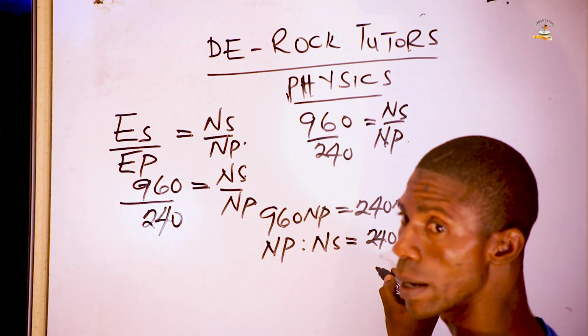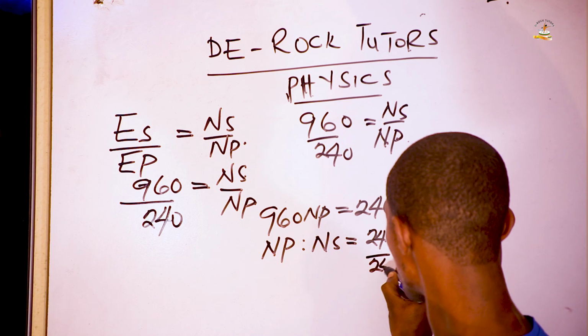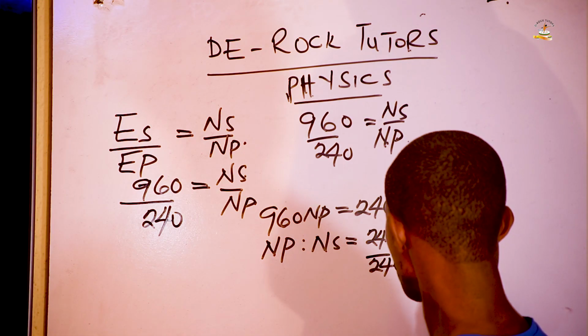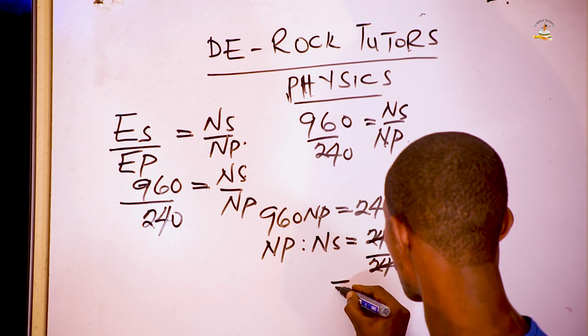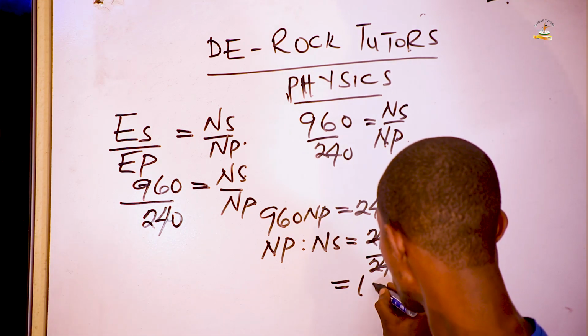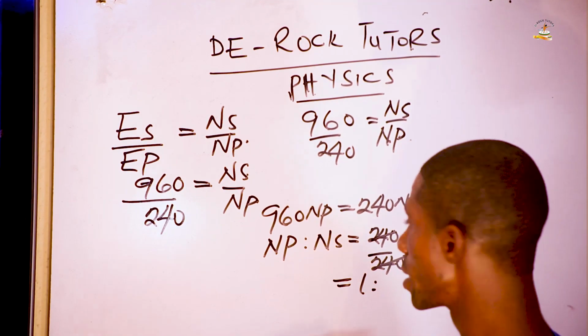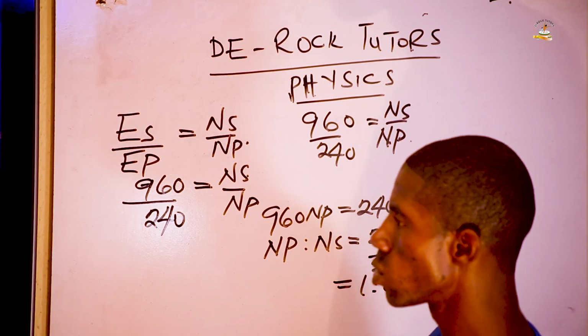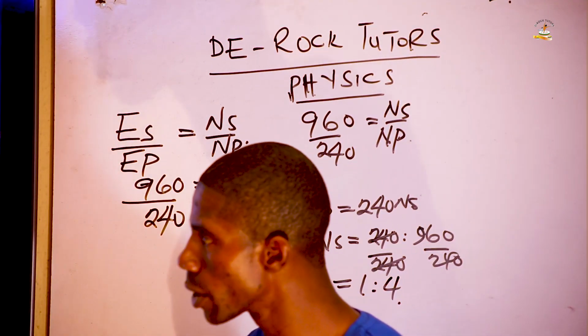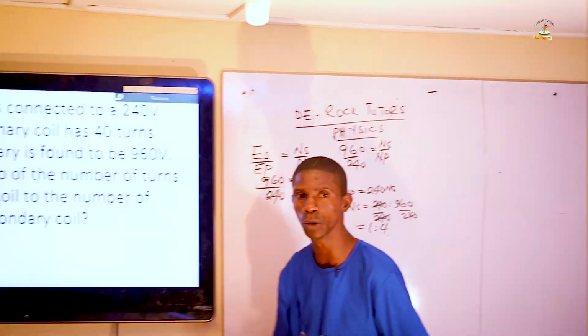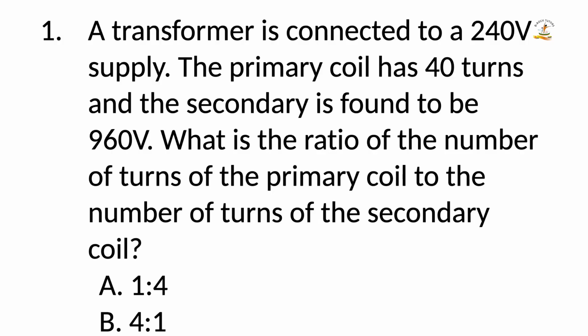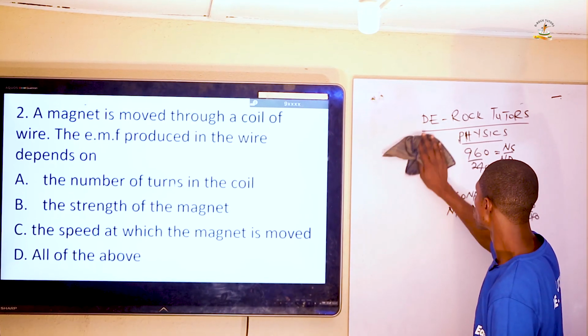divide to the lowest multiple using 240. 240 will go in 240 one time. Then 240 will go in 960 4 times. So the answer to that question will give us option A, which is 1:4. So shall we go to the next question? We go to question number 2.